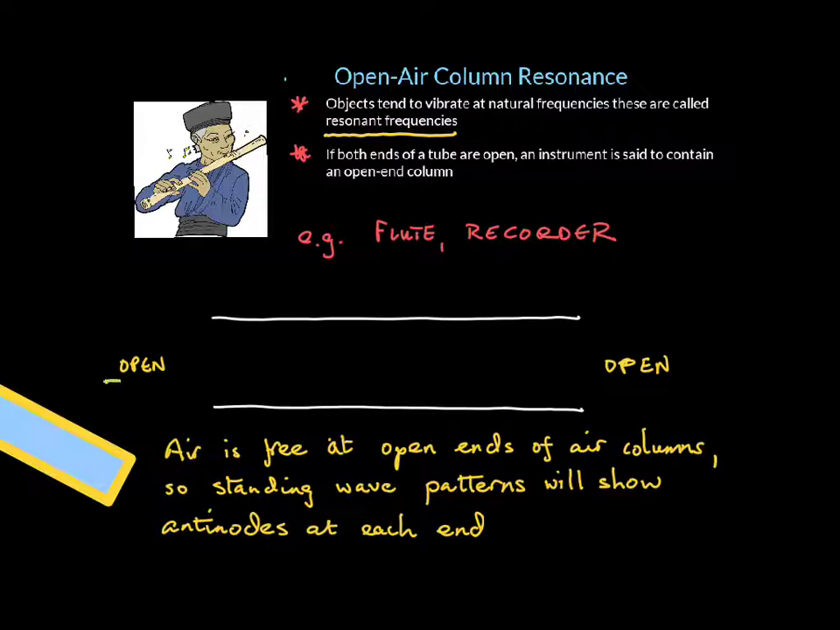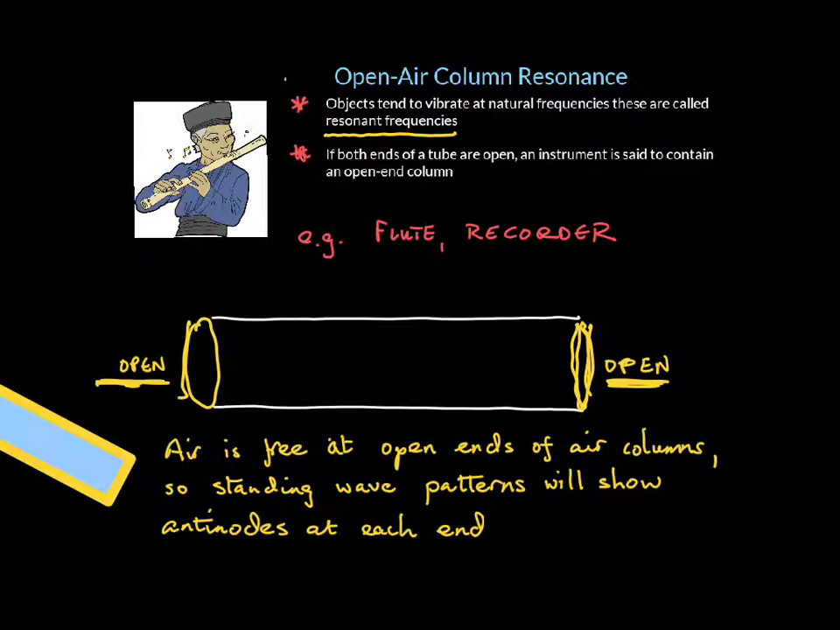So that means that if we look at the flute, the tube on a horizontal, there's an open end here and here. So it's got an open end. Of course, not all woodwind instruments are open on both ends, but if they are, we say that it's an open end, open air column.